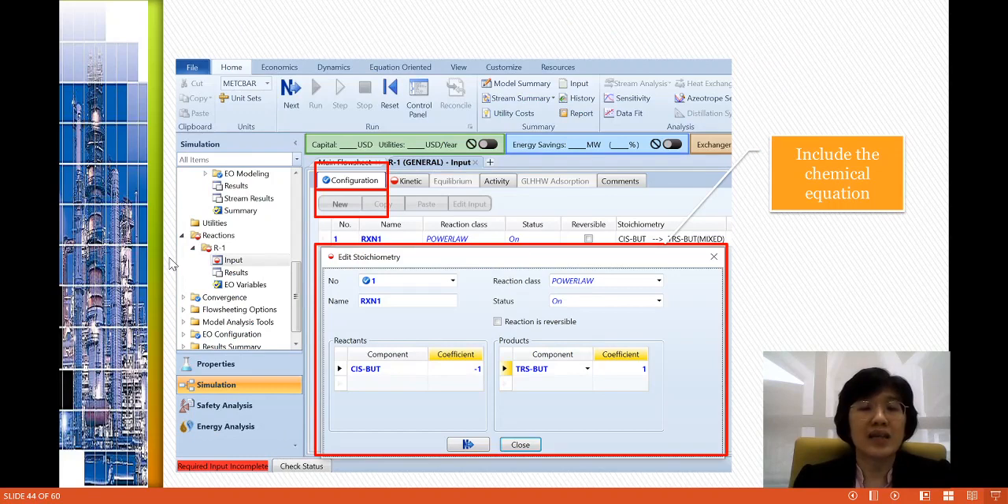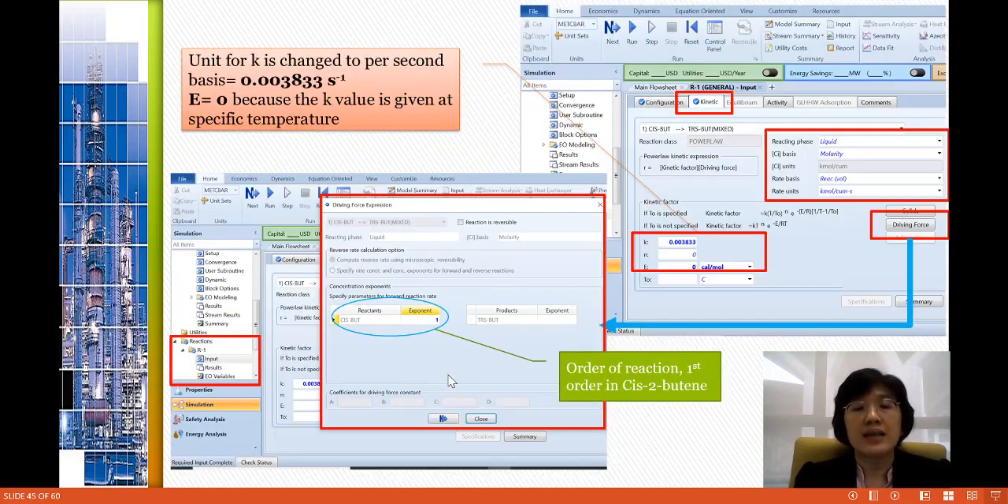You'll be guided to a section for you to include the reaction details. So under configuration, you have to put the chemical equation. You have reactant and product with the stoichiometric coefficient of 1 each. Of course, negative here is denoting the reactant. So next is the space for you to put in the kinetics. Remember, it is a liquid phase reaction. Then because the rate equation is given in terms of concentration basis, you have to choose molarity here. And the unit for the rate is kilomole per meter cube per second as given in the question.